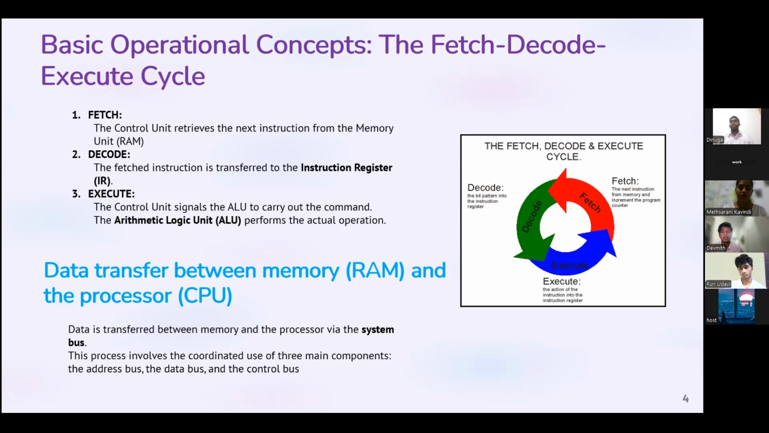The data bus moves data between memory and the CPU through the bus lines. The first one is the address bus line, the second is the data bus line, and the third is the control bus line. Now I hand over to Mitsani. Thank you.